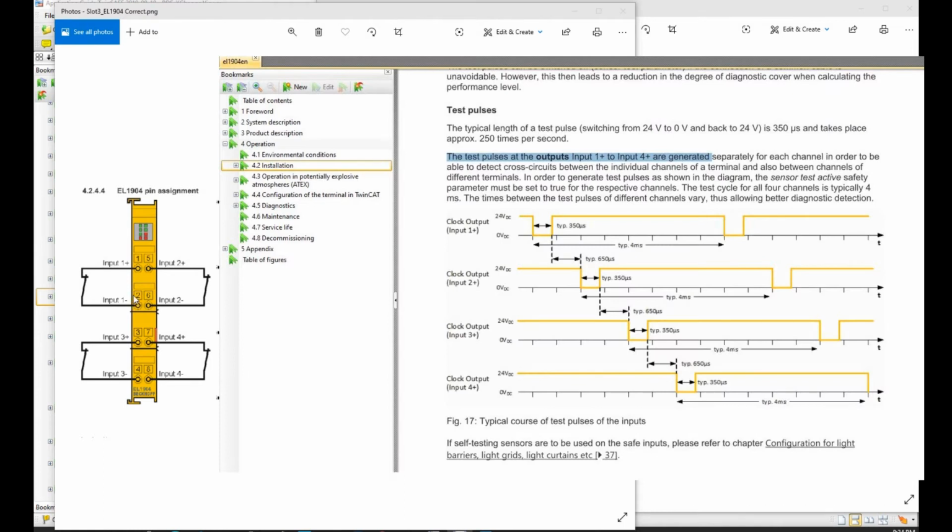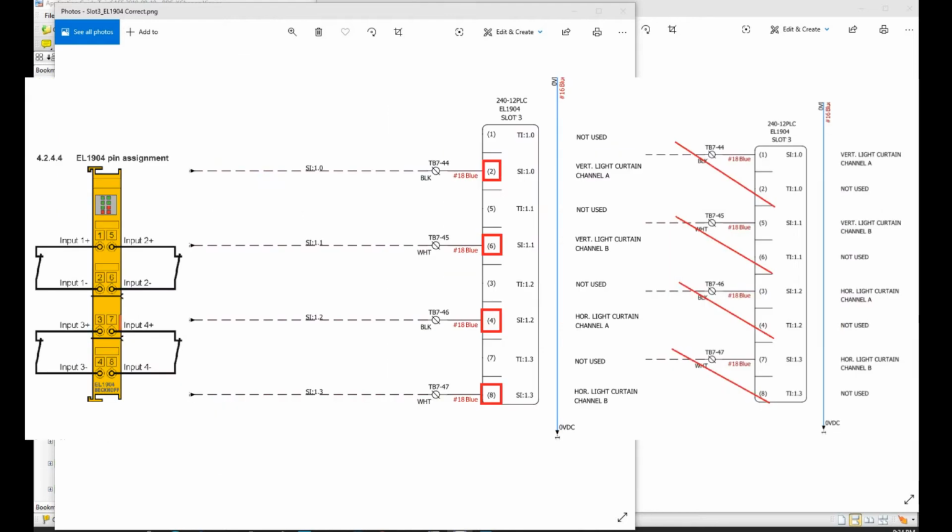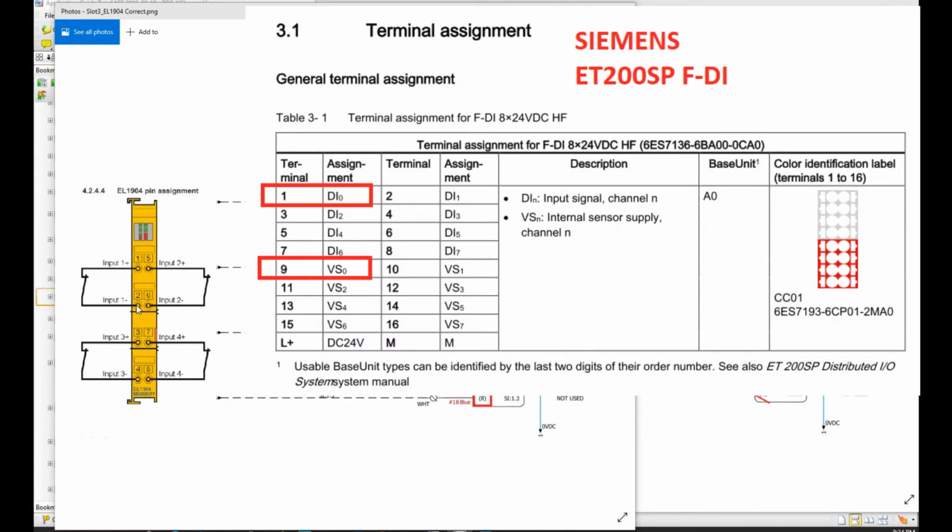If we search the EL1904 manual, only this test pulse area talks about the test part, at the outputs input 1 plus to input 4 plus. So it's really easy to ignore. From the normal understanding, for example from the Siemens or Allen Bradley safety card design, usually the top channel will be the process data channel and the bottom channel is the test part.